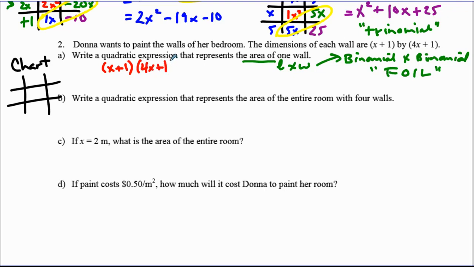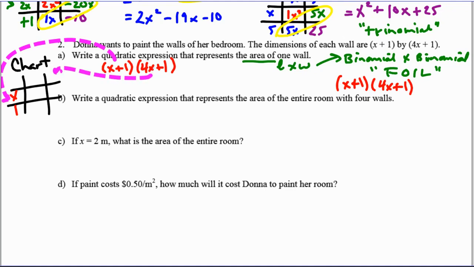So if I was to do this as FOIL, we can try that. Okay, so x plus 1 times 4x plus 1. Okay, let's do the chart first. One side of this binomial is going to go here, x and 1. So this whole thing comes over here. This whole thing's coming to the top.